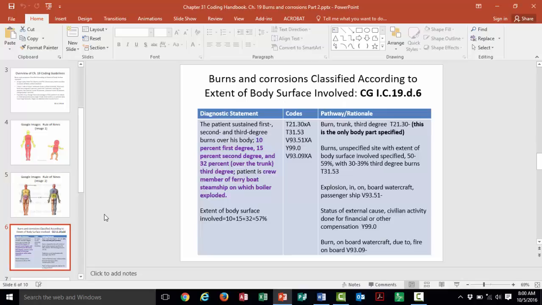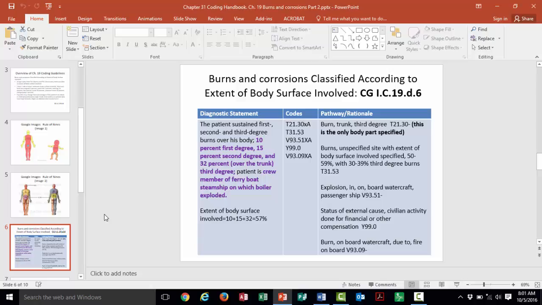Okay, let's go to the next guideline. The patient sustained first, second, and third degree burns over his body. 10% first degree, 15% second degree, and 32% over the trunk, third degree. The patient is a crew member of a ferry boat steamship on which the boiler exploded. Whenever you see a physician giving you the extent of the body surface involved, and you're going to be looking for codes that help you code that diagnostic statement, first thing you're going to do is add up these body surface areas that he or she has given you.